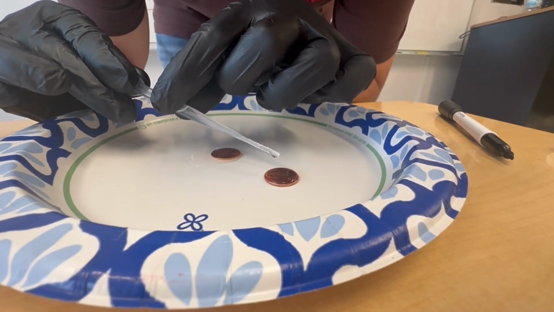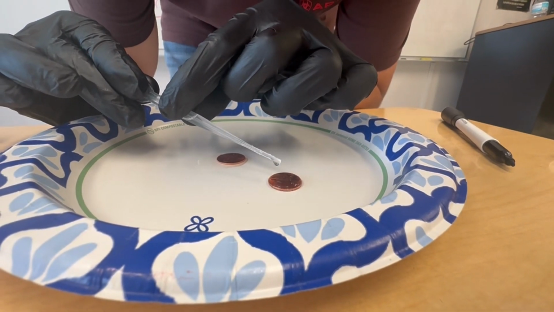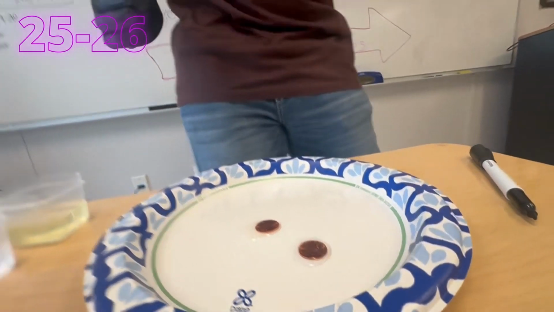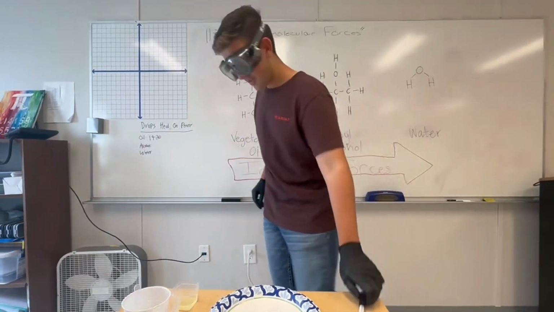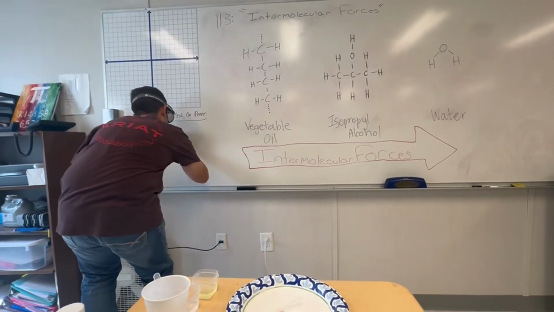21, 22, oh, 23, 24, 25, 26. Oh, here we go. All right. 25 to 26 seems to be our range on the isopropyl alcohol. That's good. We wanted to see a higher number, so we'll put 25, 26 over here.